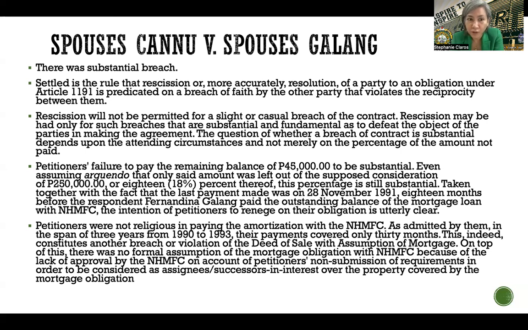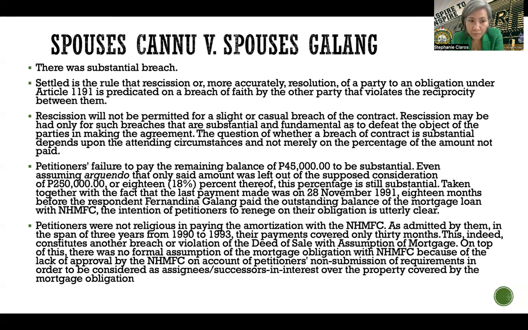So petitioner's failure to pay the remaining balance of 45,000 is substantial breach. So taken with the fact that the last payment made was in 1991 or 18 months before the spouses Galang paid the outstanding loan of the mortgage loan, then there was intent on the part of the spouses Canoe to renege on their obligation. So they were not religious in paying the amortizations with the mortgagee.